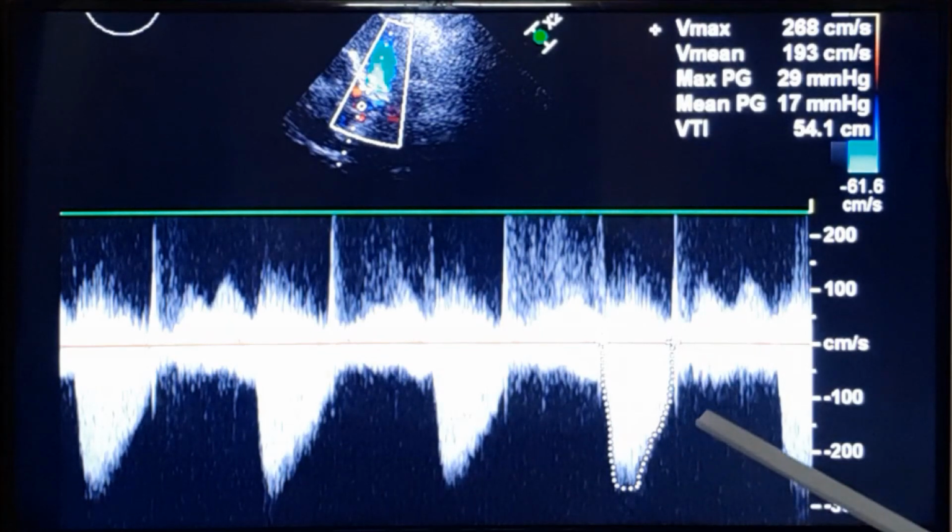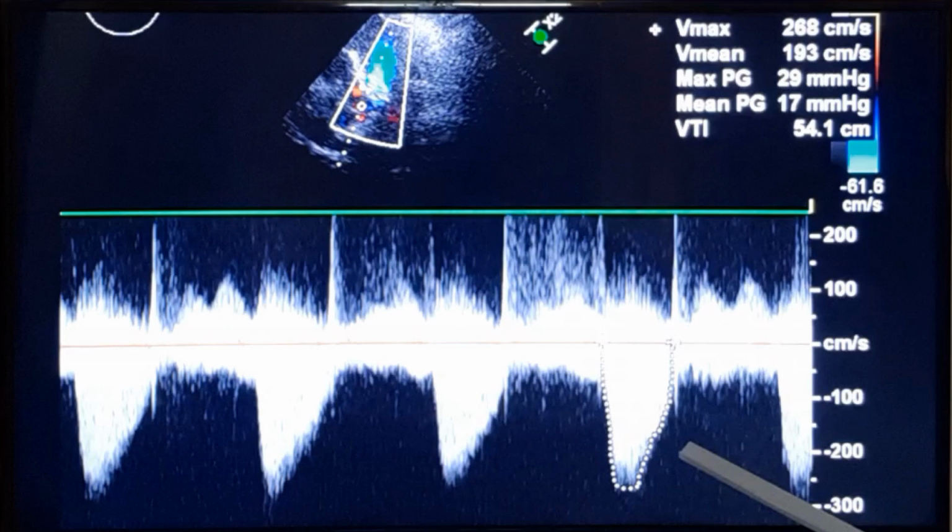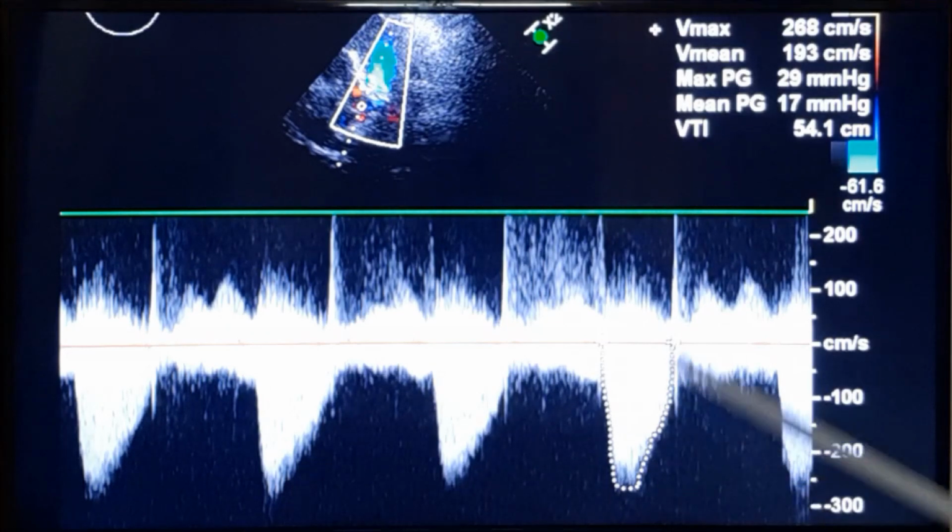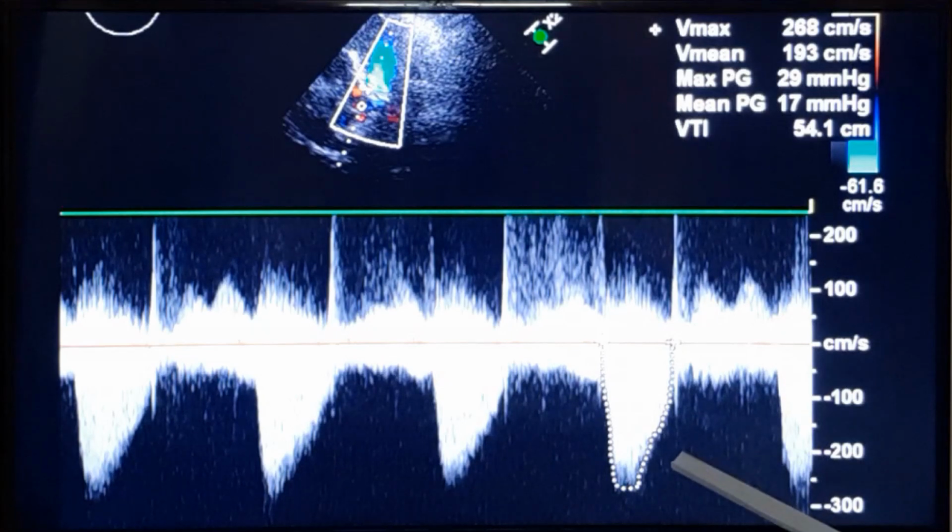When there is severe left ventricular dysfunction, the contraction will not be sufficient enough to produce a good gradient. That is a fallacy of assessing severity of aortic stenosis by gradients alone.